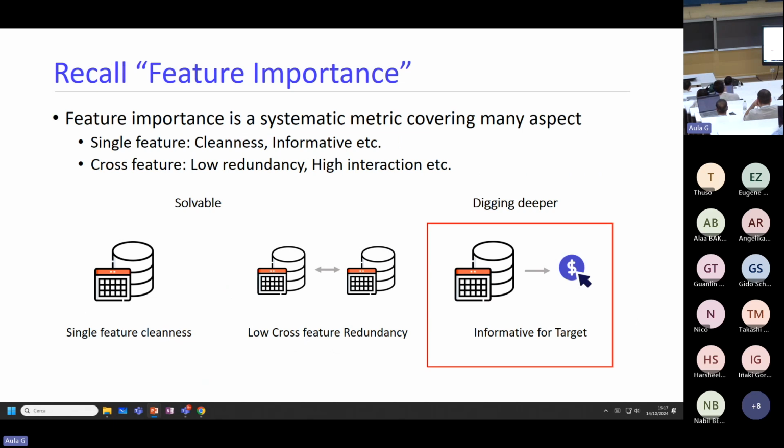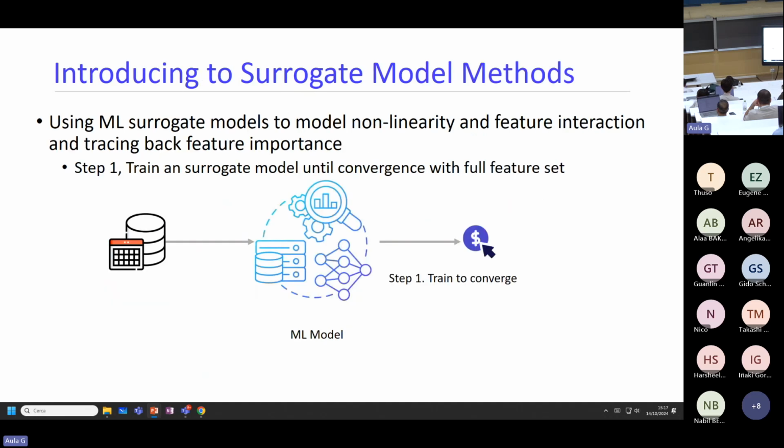For the next 2 filters, they are more focused on the informative for targets, because no matter the white box model or the black box model, they provide a very complex nonlinear relationship than the statistical method. So let's introduce a concept called a surrogate model-based method. The idea behind this is very simple.